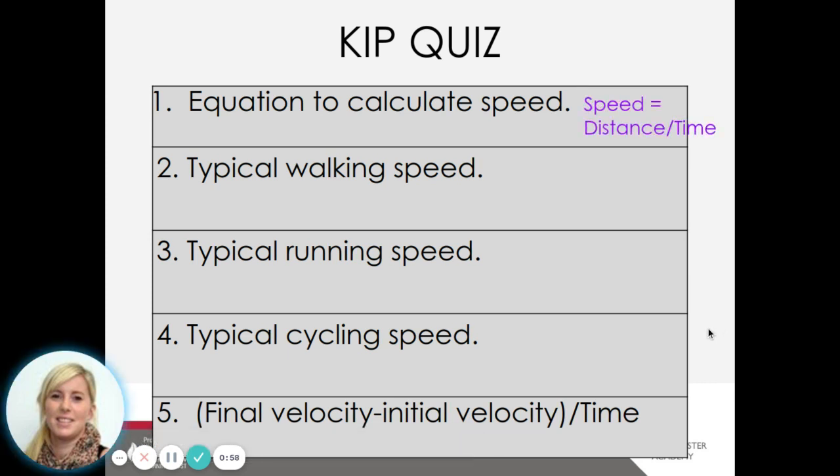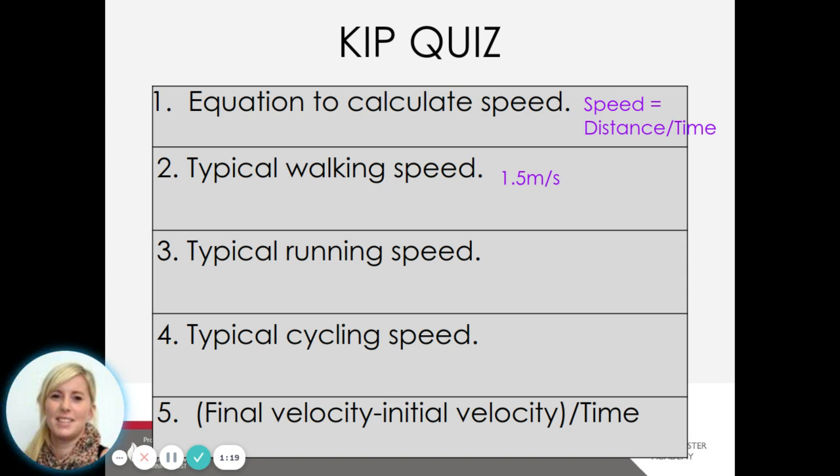Okay, so the first one then, so number 1, the equation to calculate speed, and this is what we're going to do today. Speed equals distance divided by time. Second question then, typical walking speed is 1.5 meters per second, and you are expected to memorize these numbers, okay? So typical walking speed, 1.5 meters per second.